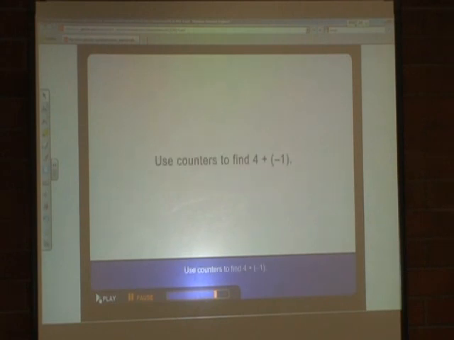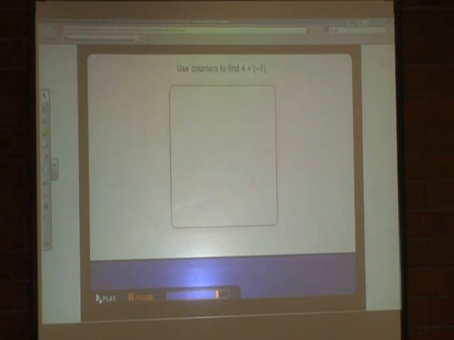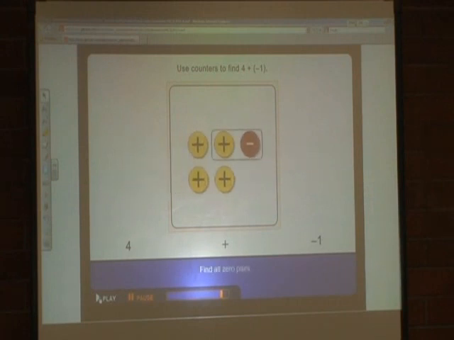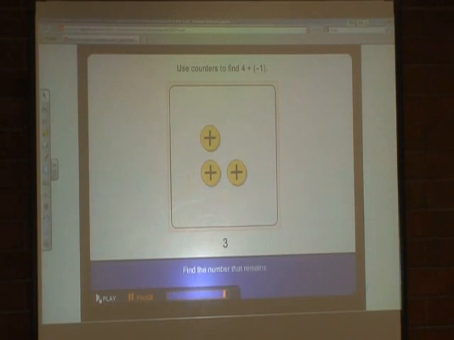Use counters to find 4 plus negative 1. Combine 4 positive counters with 1 negative counter. Find all zero pairs. Remove zero pair. Find the number that remains. So 4 plus negative 1 is 3.